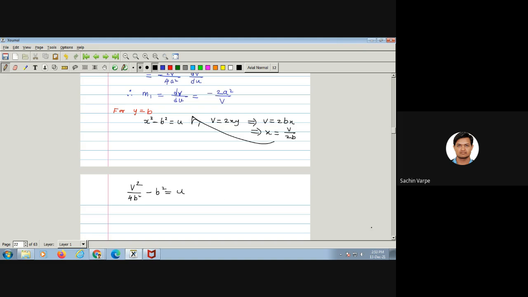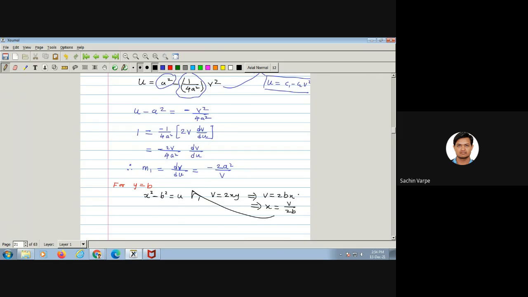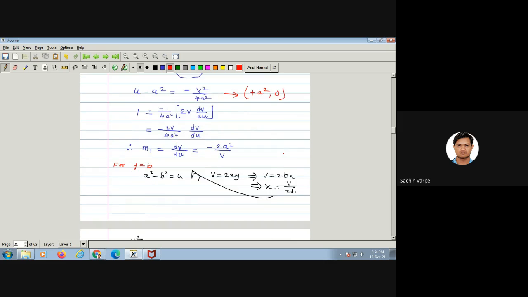Is this clear? So what did I get from here? I'm getting u plus b square is equal to v square by 4b square. Is it also a parabola? Right? It is also a parabola, with the vertex, we can say, minus b square comma 0, and the above is also a parabola with the vertex, this is also a parabola with the vertex plus a square comma 0. Right? Vertex of parabola.